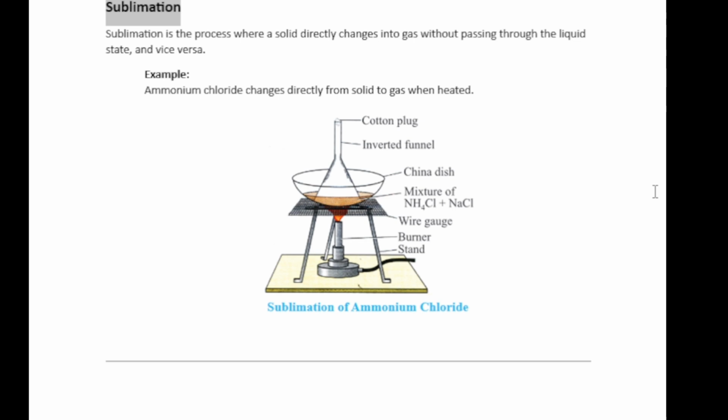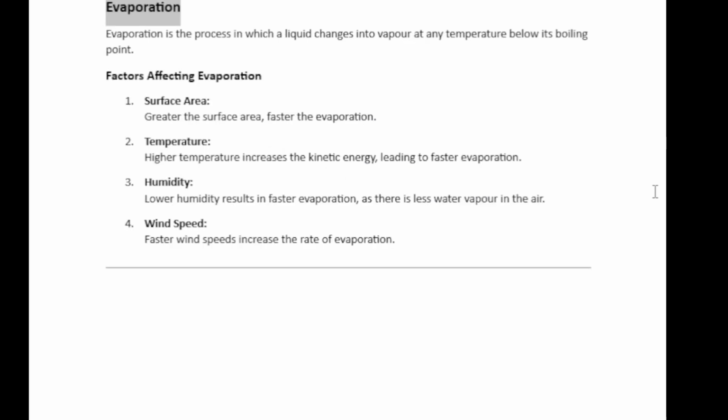Sublimation. Sublimation is the process where a solid directly changes into gas without passing through the liquid state, and vice versa. Example: ammonium chloride changes directly from solid to gas when heated. Evaporation. Evaporation is the process in which a liquid changes into vapor at any temperature below its boiling point.